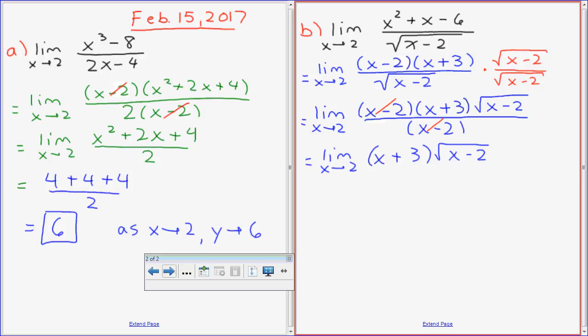Equal to 0. Yeah, well, equals 0, that's right, we're just subbing the 2 and it equals 0. So this is going to equal 2 plus 3 root of 2 minus 2, which equals 0. Okay?